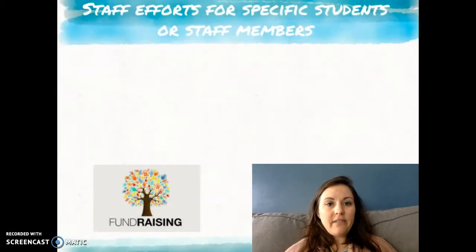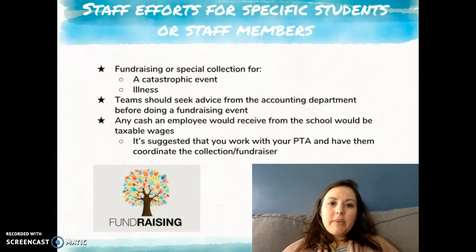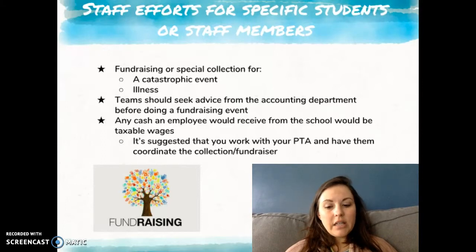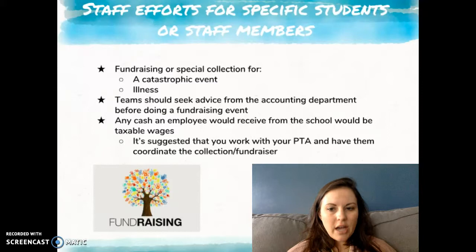Lastly, we're going to talk about staff efforts for specific students or staff members. Typically this is fundraising or a special collection for a catastrophic event or illness. So if some staff or student was in a car accident and is going to have a long recovery, if they had a loss within their family, a very tragic situation happened, or if they suddenly became very ill, the team or building could come together and generate some funds, or if it's a really bad situation, they can put on a fundraising event.